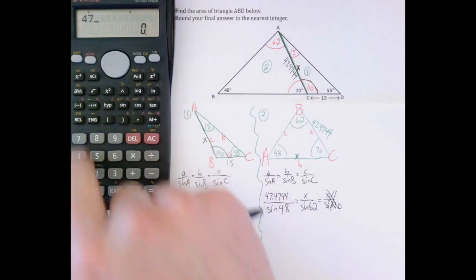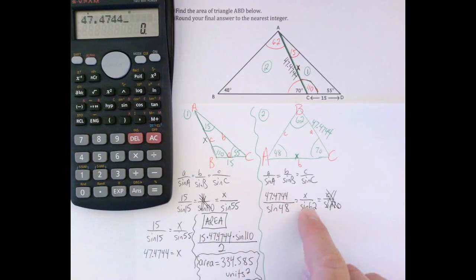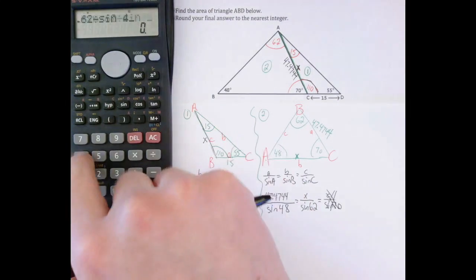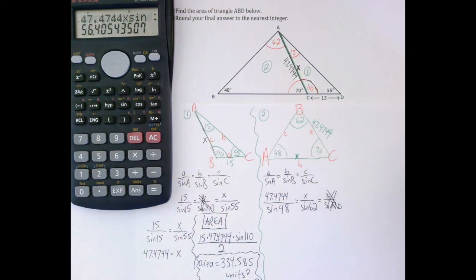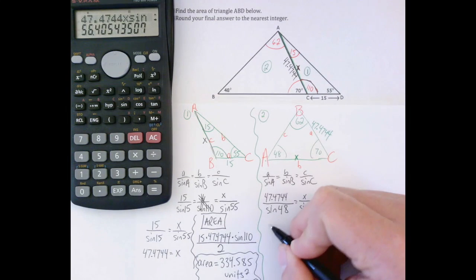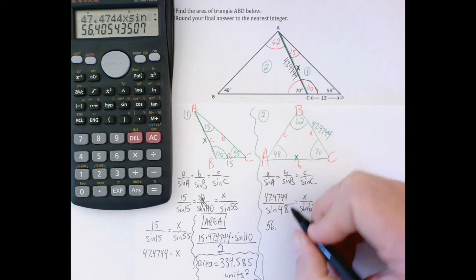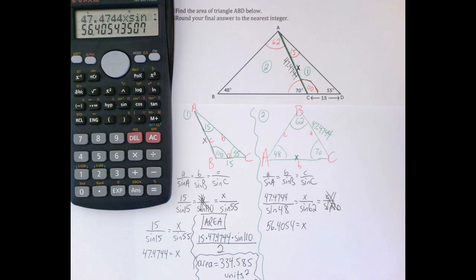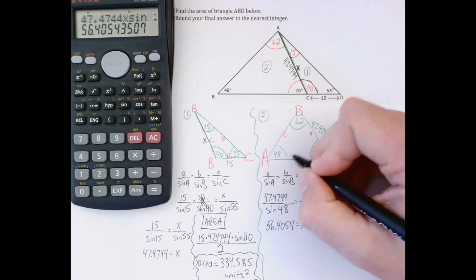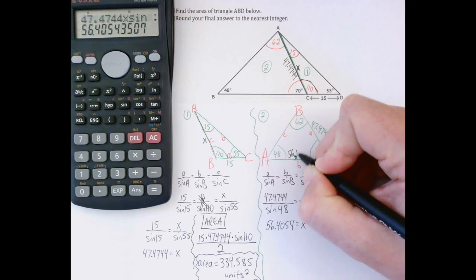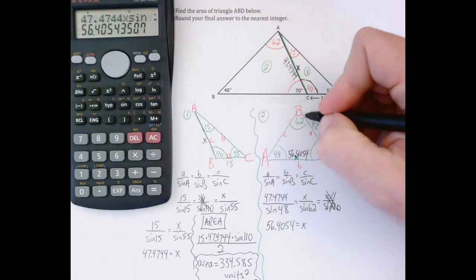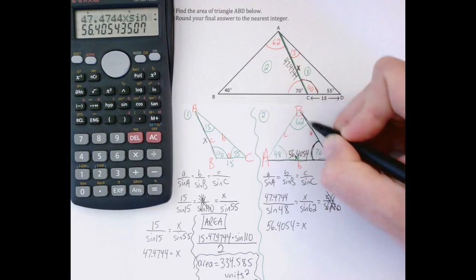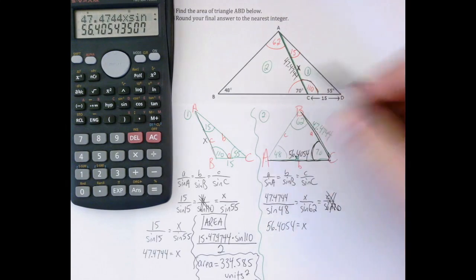So I'm going to type in 47.4744 times sin 62 divided by sin 48, and that gives me 56.4054. So 56.4054 is side x. That number goes right here, 56.4054. Now I've got the length of these two sides and the angle between. I can find the area of triangle number 2.